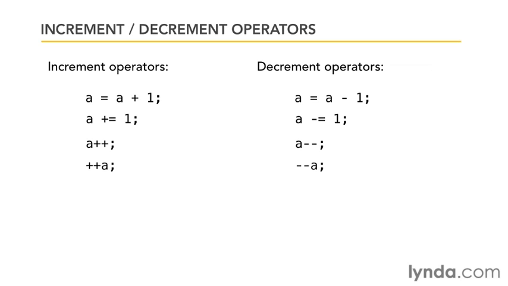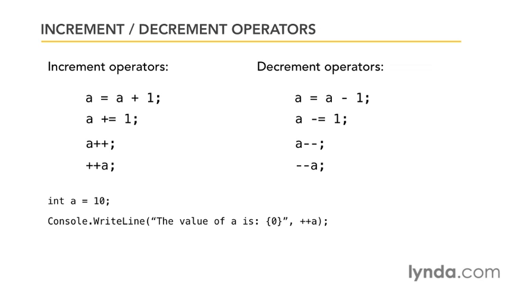So what's the difference there? The difference is this. Suppose we had a variable whose value was 10. If we use this statement, Console.WriteLine, the value of a is, and using our string formatting, we put the value of a into that replacement curly brace expression, the prefix ++ notation would execute first before putting the value into the string. So in this case, the output would be 11, because a gets incremented before it gets put into the value of those curly braces.